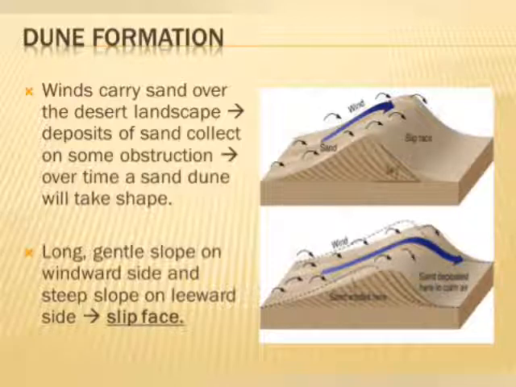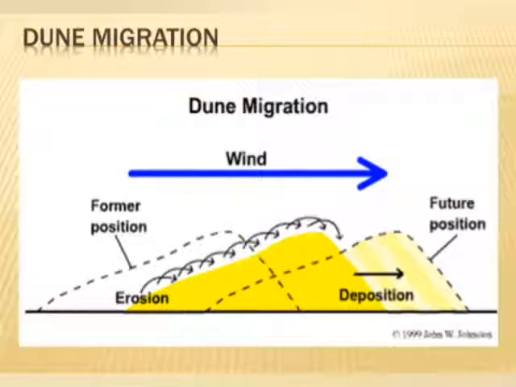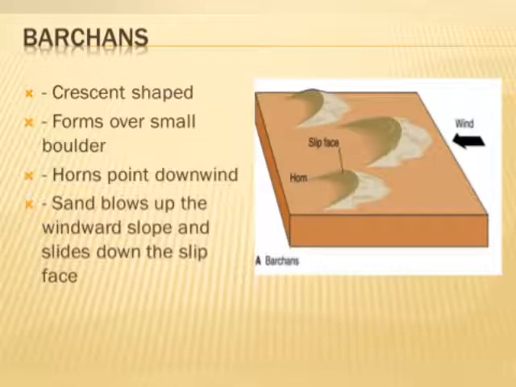Dune migration. Wind carries sand over the windward side by saltation, and the individual grains of sand accumulate on the slip face, causing the dunes to move. Barkhans are crescent-shaped forms over a small boulder. Horns point downwind. Sand blows up the windward slope and slides down the slip face. Found in rockier environments with much less vegetation.